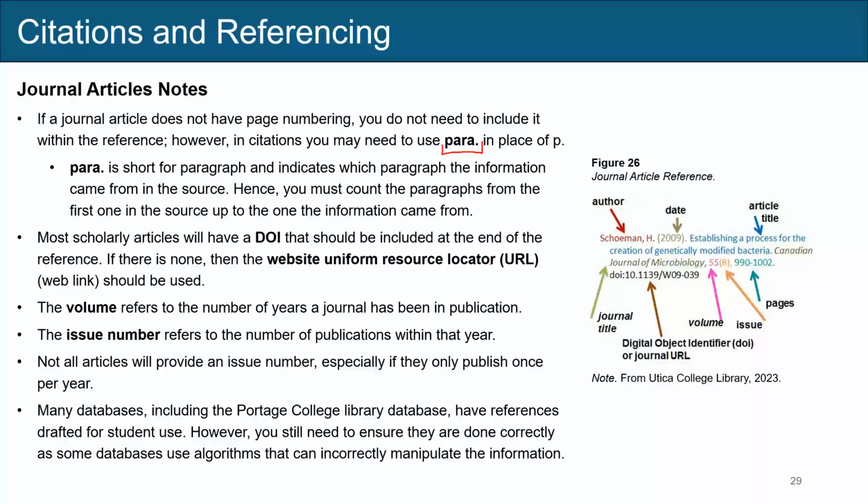Again, the volume is the year that journal has been in publication. Issue number is if it's published more than once a year, then it'll be indicated in brackets afterwards. Not all journals publish more than once a year though, so you might not always have an issue number. Now, often there will be drafted references within the Portage College Library database, or even in Google Scholar or other sources where you can find journal articles. You still need to make sure that they're done correctly, because sometimes those references have been generated by artificial intelligence. And unfortunately, artificial intelligence as of today is still not that good at making references accurately. So you still need to check that information to make sure it fits.